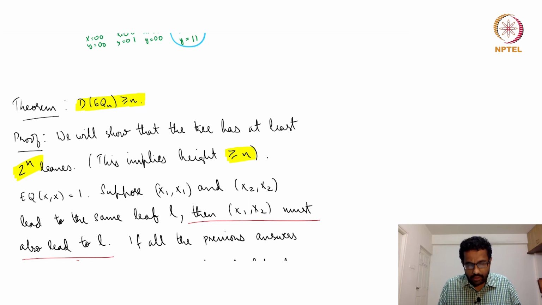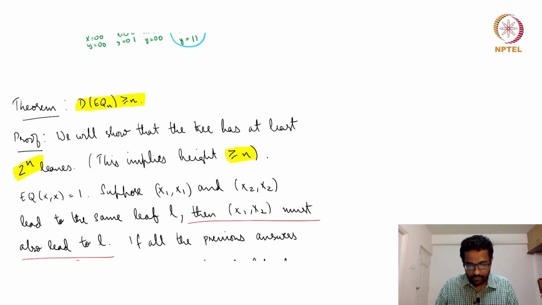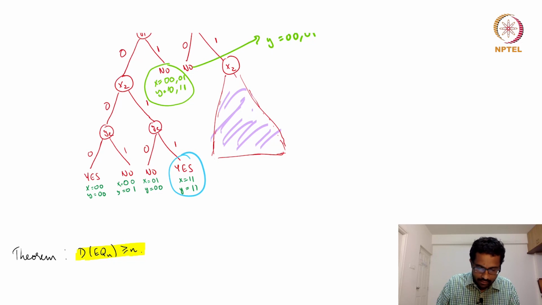Okay. So consider any input pair where Alice and Bob get the same input, let's say x and x. This is equal to 1, so the function has to return 1. Suppose Alice and Bob get x1 x1, that is one possibility, and Alice and Bob both get x2 x2, right? The claim is that these 2 input pairs, x1 x1 and x2 x2, must go to 2 different leaves. So in this picture, the green leaf here has 4 input pairs, but that was a no leaf.